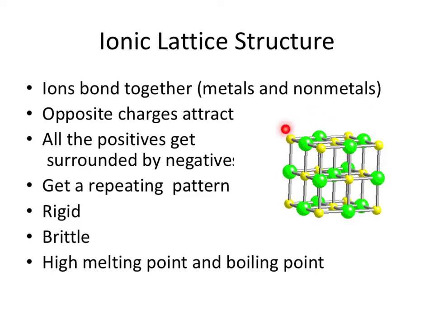This is an example of that lattice structure that you would see in, for example, salt. So it makes very regular shapes like cubes. Okay, so remember the opposite charges are what causes these things to attract. So when the metals give away, they become positive and they get surrounded by the negative ions. Okay, and it's always a repeating pattern.